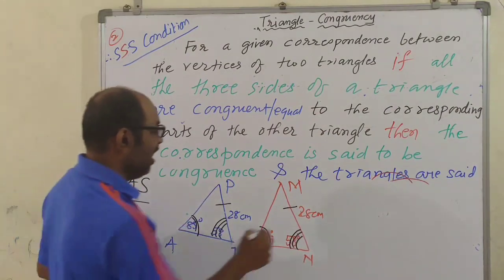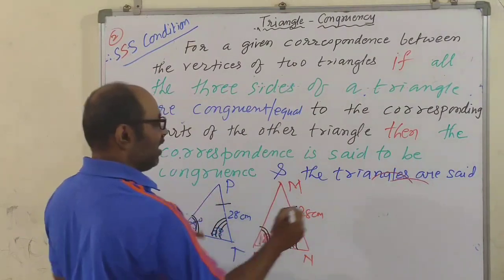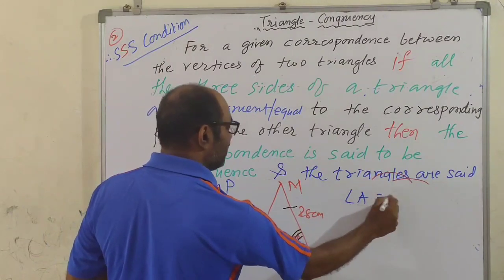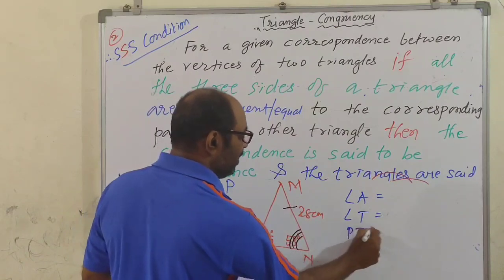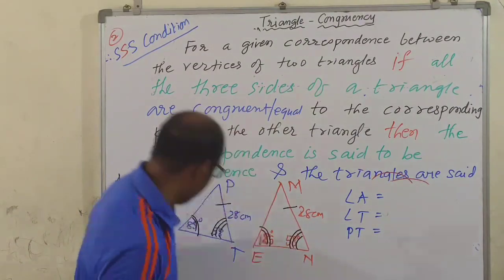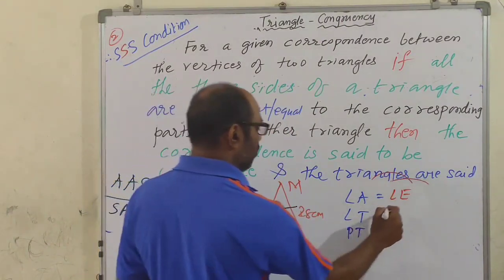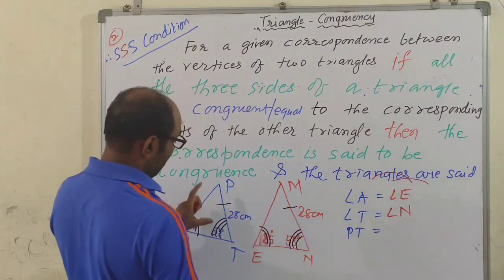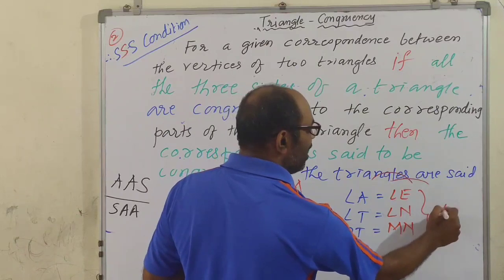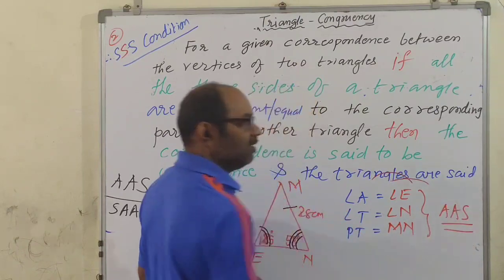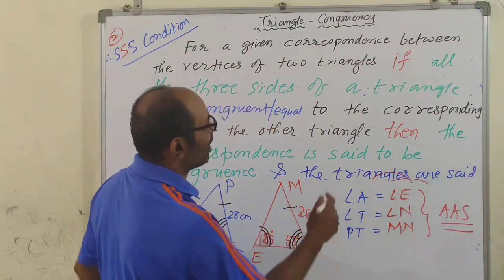All right. Let's see. Blue pen. For blue triangle, I am using blue parts. Angle A is equal. Then angle T is equal. And side PT is equal. Alright. Angle A is equal to angle E. Angle T is equal to angle N. And PT is equal to MN. Correct? Which condition is satisfied? Angle, side. Alright. Two angles and a side. So here what you will write?